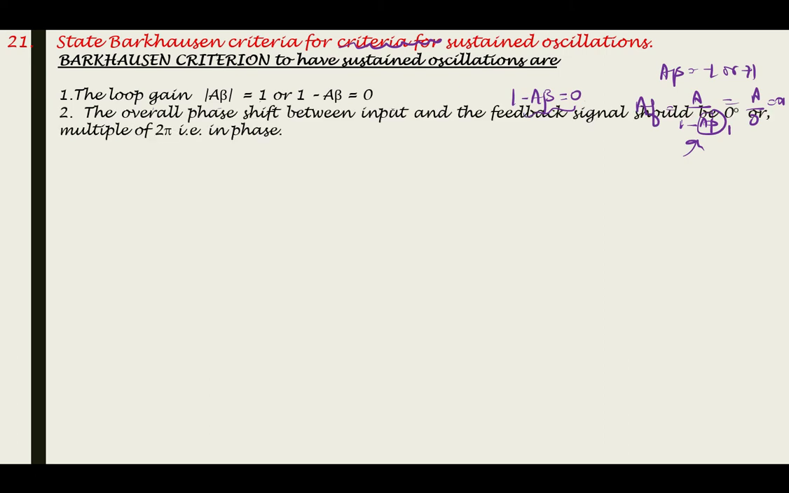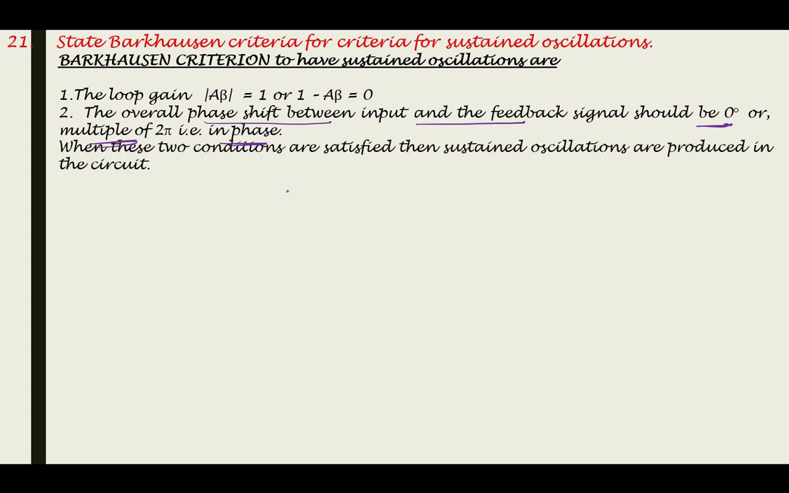And to sustain those oscillations, the overall phase shift between input and the feedback signal should be 0, or simply I can say it should be in phase, or positive feedback should be applied to the circuit. These are the Barkhausen criteria to have sustained oscillations.